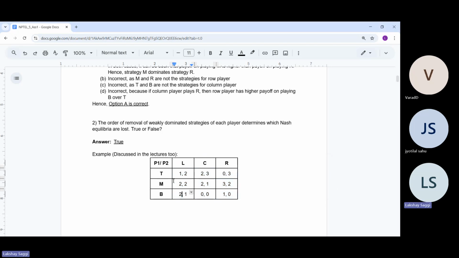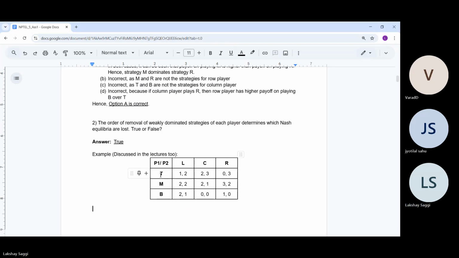If we are talking about domination with respect to the row strategies, then you have to look at the first entries of the tuples. And while discussing the column strategies, you have to look at the second entries of these tuples. Just making that clear, okay?